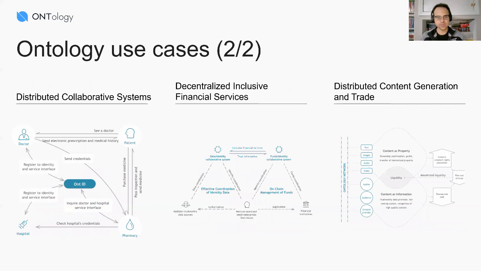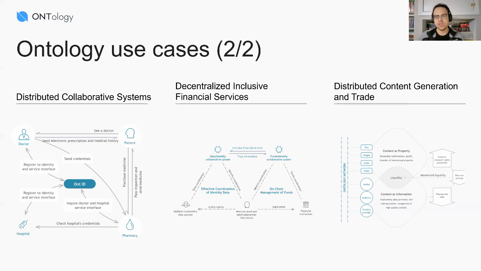Some more use cases: distributed collaborative systems. Say in healthcare, if you want to go see a doctor, you can do doctor reviews and see the reputation of doctors. You can see the medical licenses that these doctors have. You can verify that your doctor has the proper medical license for whatever treatment you're seeking. You can see their credentials.